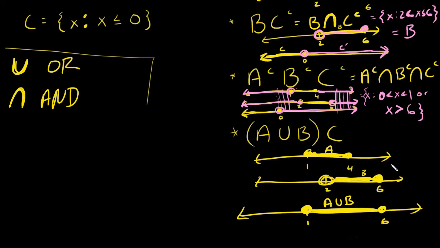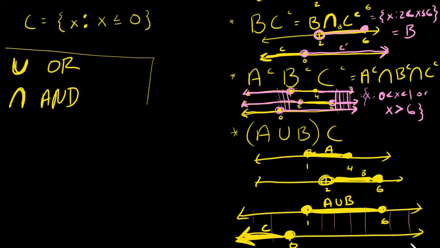Then I want to intersect that with C. C is less than or equal to 0. So here is 0, closed, and less than. Remember, intersection means and. So I'm looking for elements that belong to both C and A union B. Are there any elements that belong to both of those? No, because C is down here and B is up here. There are no elements that belong to both A union B and C.